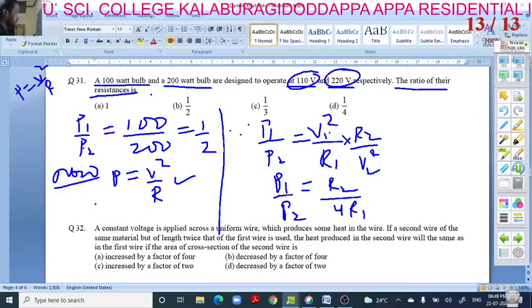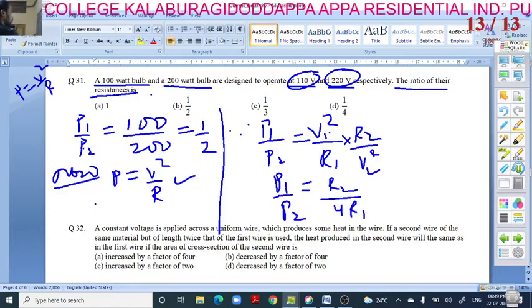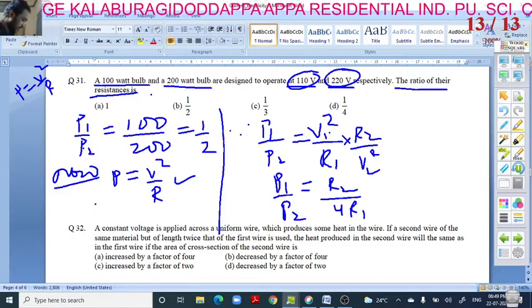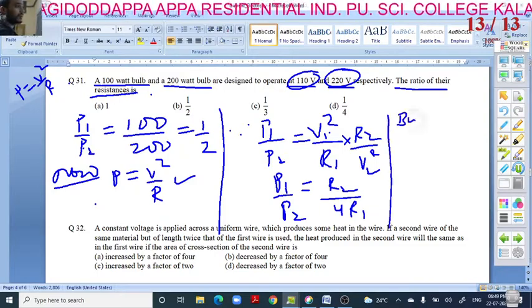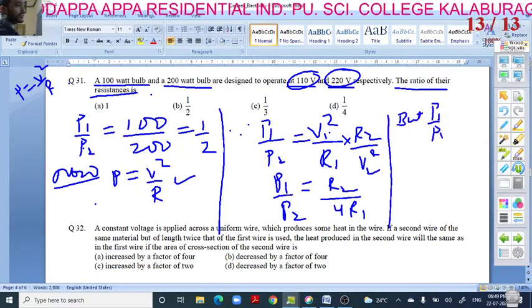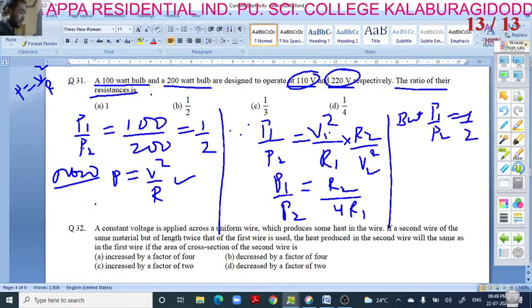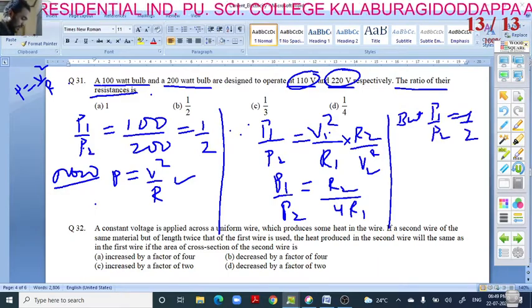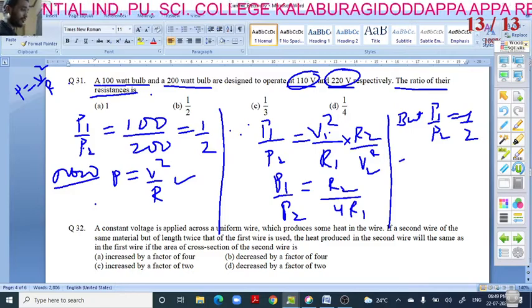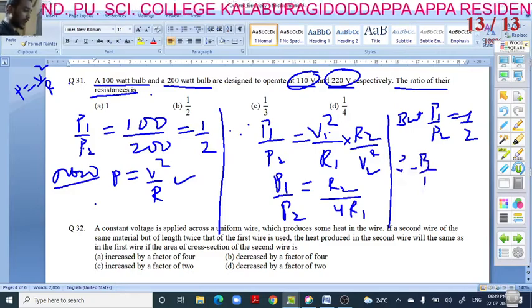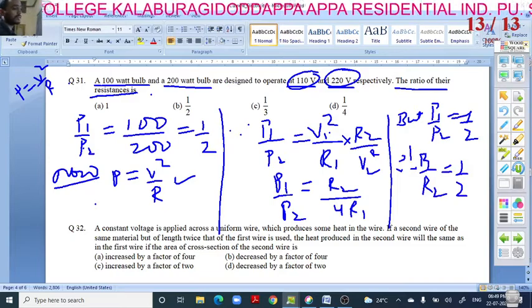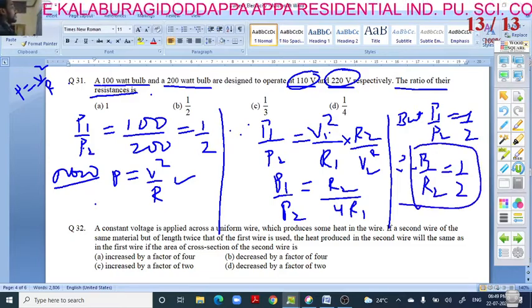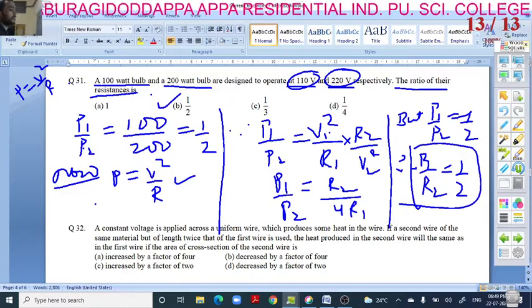And what is the value of P1 by P2? Already P1 by P2 is equal to 1 by 2 we have here. If P1 by P2 is equal to 1 by 2, then therefore R1 by R2 becomes 1 by 2 only. Hence our option is second option, right?